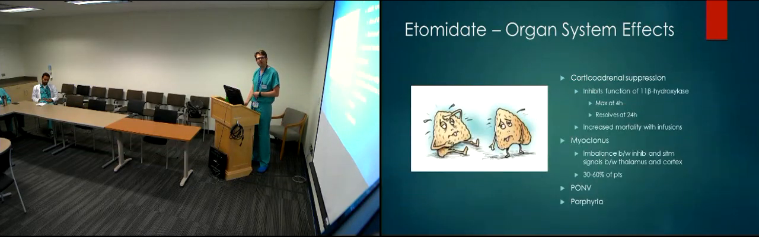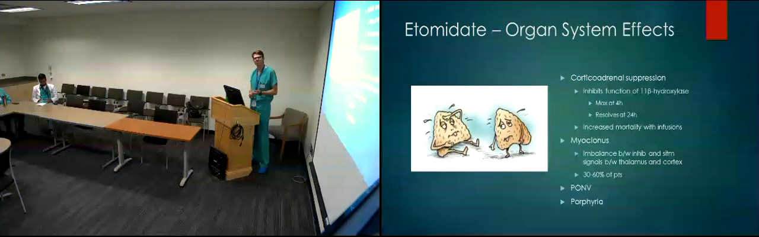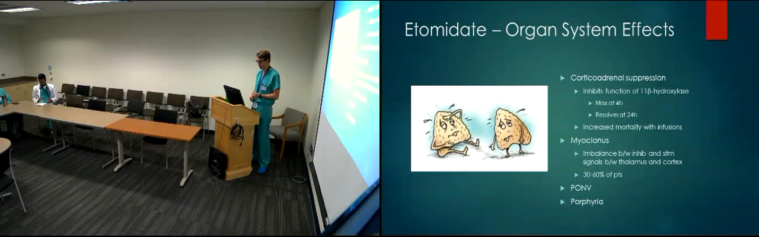The big downside of etomidate, and why I don't like it very much, is you get corticoadrenal suppression. So you get inhibition of the function of 11-beta hydroxylase. Maximum effect is at 4 hours, resolves usually around 24 hours. You get increased mortality with etomidate infusions. That said, in patients who are septic in particular, single doses can cause a significant enough adrenal suppression to put you into crisis. So you need to be very, very careful with these folks.